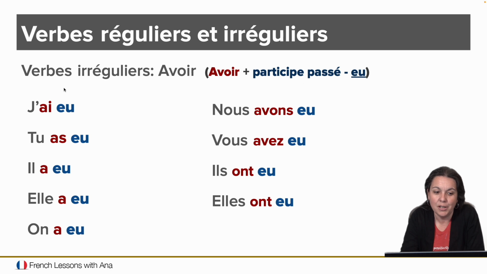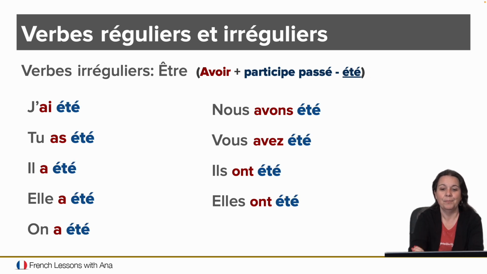And this is what it looks like. J'ai eu, I had. Tu as eu, you had. Il a eu, he had. Elle a eu, she had. On a eu, we had. Nous avons eu, we had. Vous avez eu, you had. Ils ont eu, they, masculine form, had, and elles ont eu, they, feminine form, had, okay? So that's how the verb avoir looks in the past tense.